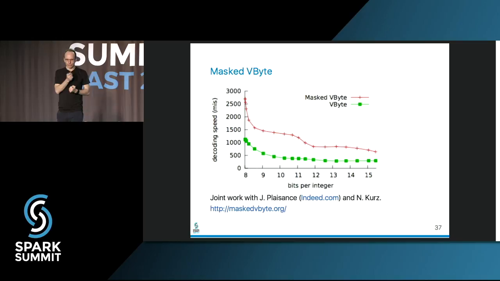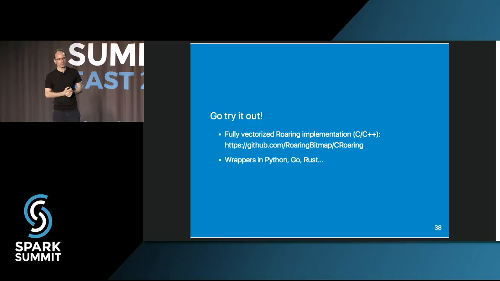But we've shown, in joint work with indeed.com, that we can multiply by almost a factor of two the decoding speed using vector instructions. Of course, this is in C, not in Java. But sometimes you can mix Java and C for good results. So you can go and try it out. The code is on GitHub, and we have wrappers in Python, Go, and Rust, and so forth. So you can call it from your own favorite language.